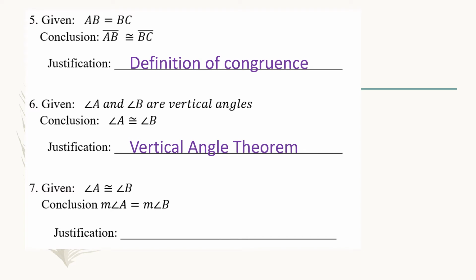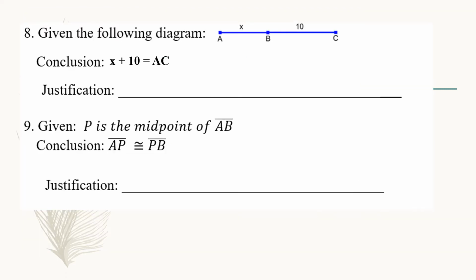Number 7, given angle A is congruent to angle B, the conclusion would be measure of angle A equals the measure of angle B, which again is the definition of congruence. Number 8, given the following diagram, the conclusion would be x plus 10 equals AC, a piece and a piece equals a whole. This is the segment addition postulate. Again, we did that in chapter 1.